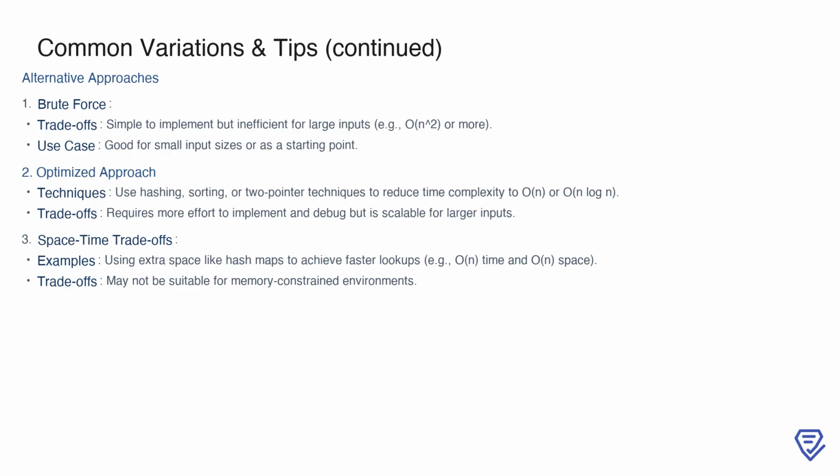Another important concept is the space-time trade-off. For example, using extra space like hash maps can significantly speed up lookups, achieving an O(n) time complexity at the expense of additional memory usage. However, in memory-constrained environments, this trade-off might not be acceptable.